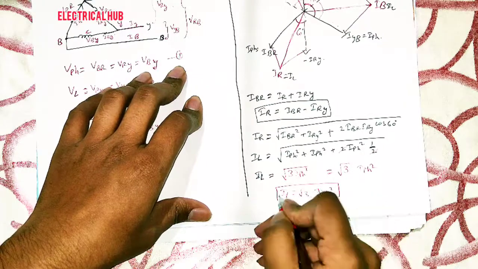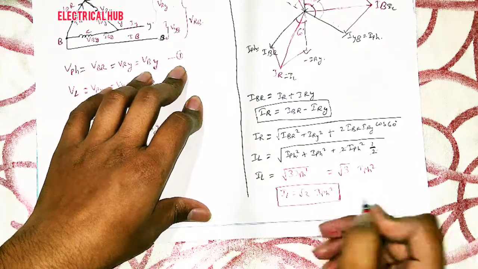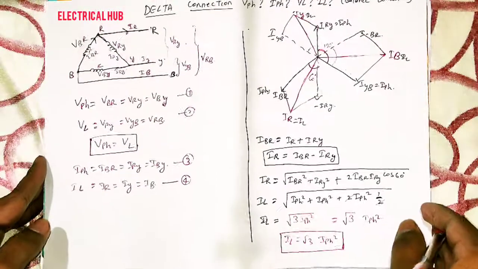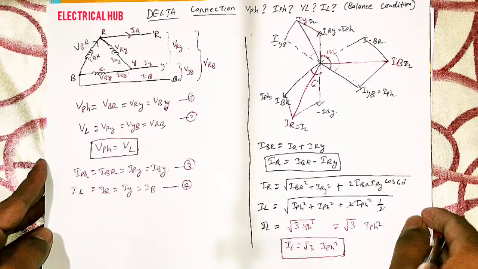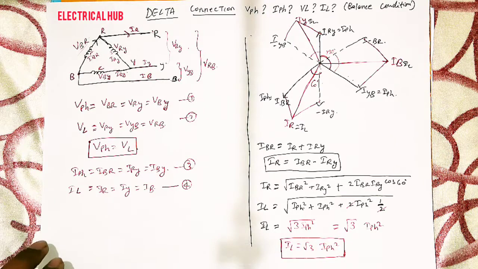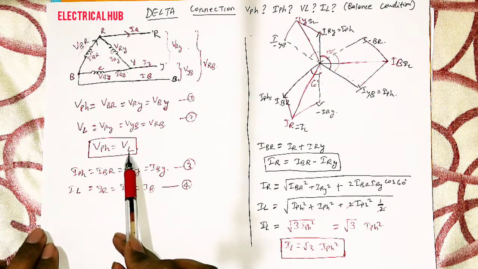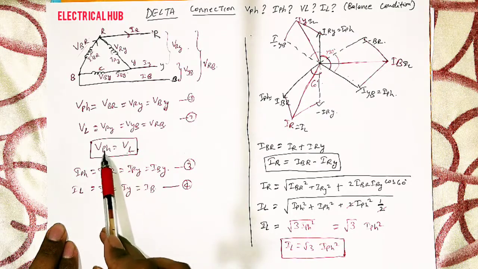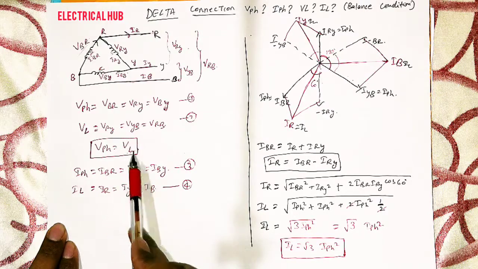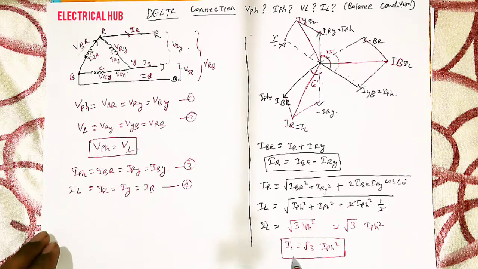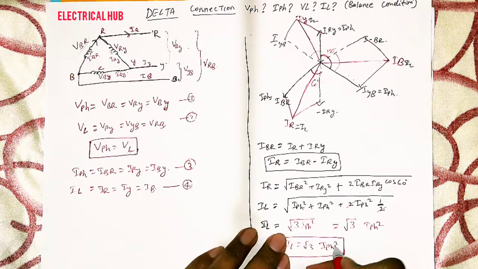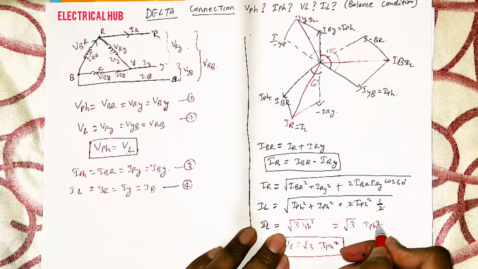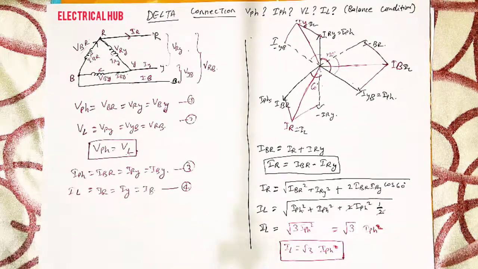So this is the relation between line current and phase current in a delta connection under balanced condition. The relation between phase voltage and line voltage is VPH equal to VL, which means phase voltage is equal to line voltage. And in terms of current, the line current is equal to root 3 times the phase current. The square will be removed because there is already a root, so there was one mistake. The square will not be here. Right? Thank you.